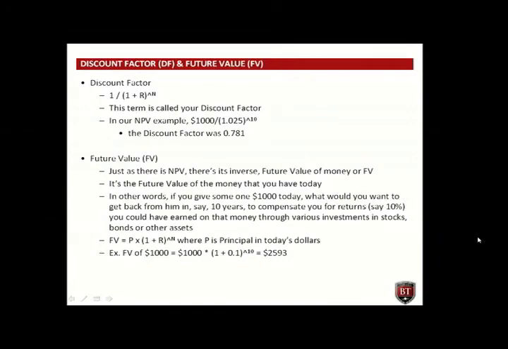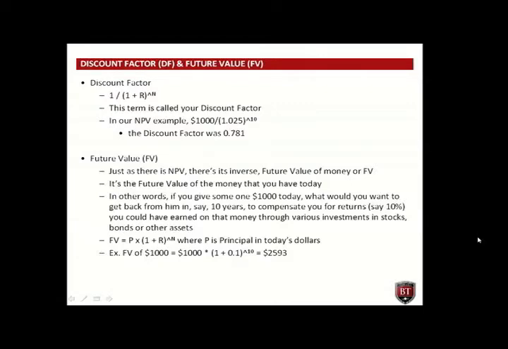Now, discount factor is basically just the factor by which you discount a certain cash flow. So it's 1 divided by 1 plus r to the power of n. So in our NPV example, where you have $1,000 that's being discounted at a certain rate for 10 years, and the rate here is the inflation rate of 2.5%, take out the $1,000 and what you're left is 1 divided by 1.025 to the power of 10, which mathematically equals 0.781, and this 0.781 is your discount factor.